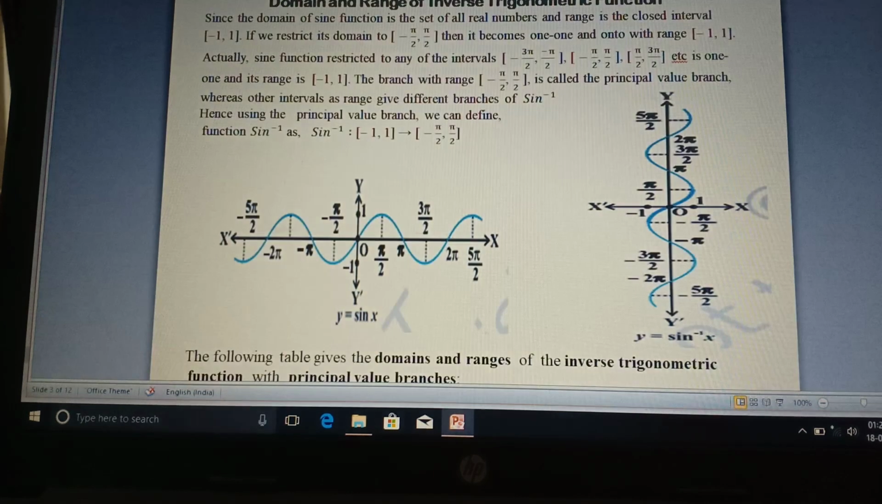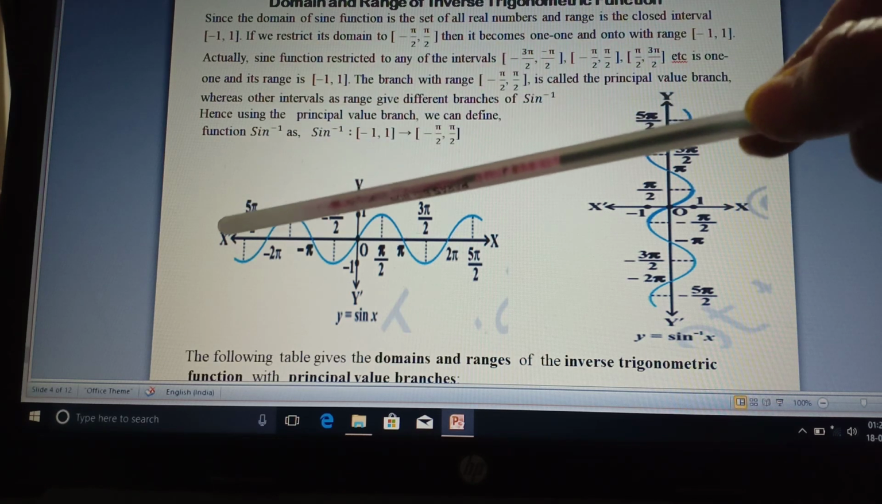Now I will discuss the domain and range of inverse trigonometric functions. Since the domain of the sine function is the set of all real numbers and the range is the closed interval -1 to 1, if we restrict its domain to minus pi by 2 to pi by 2, then it becomes one-one and onto with range -1 to 1.